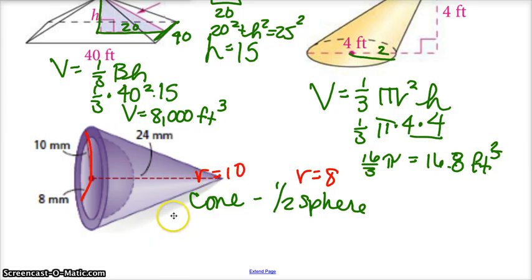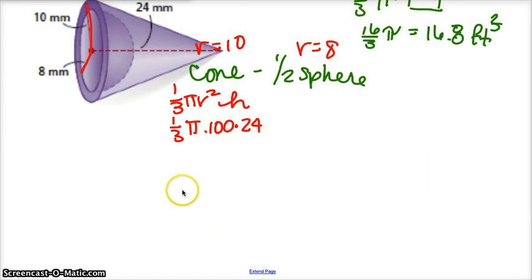So I'm going to do 1/3 pi r squared h, which is going to be 1/3 pi times 100 times 24. So I'm just going to keep finishing that calculation. I believe it's going to be 800 pi. I did 1/3 of 24, so 24 divided by 3 was 8 times 100. Okay, now I'm going to do half of a sphere. So I'm going to leave the half for a second.